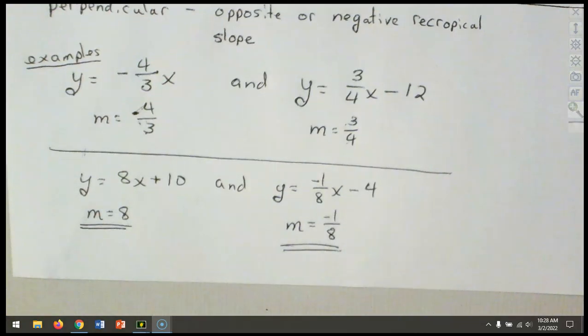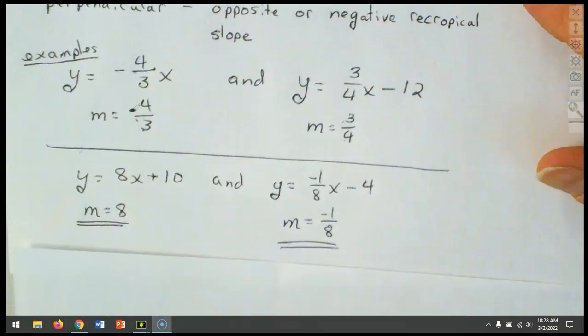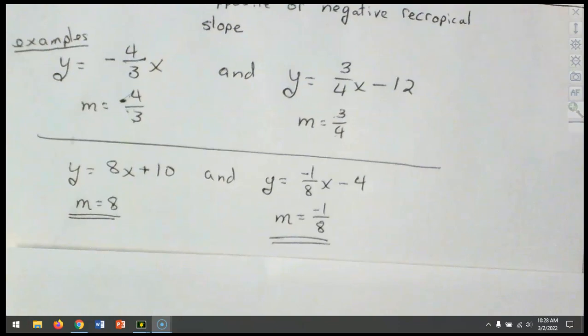Now we're going to be looking at some line equations, and you're going to be telling me if these lines are parallel, perpendicular, or neither. We'll do 2 examples, and then we'll take a short break. So we're going to see if these lines are parallel, perpendicular, or neither.